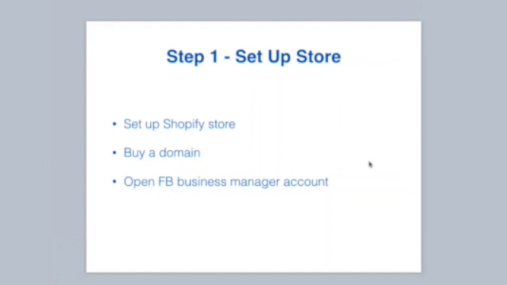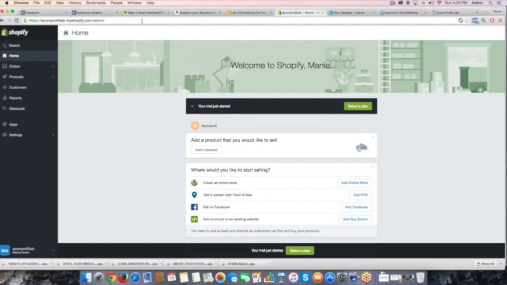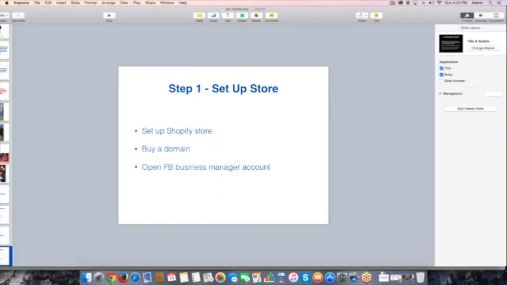Okay, so you open up a Shopify store, which is free, by the way. All you've got to do is Google Shopify, and it will come up where you can sign up. It's free to sign up for a 14-day trial, like I've just done here. Go in, and then you set up your store. Once you've set up your store, you buy a domain, like I've just said. You can get a domain cheap from Namecheap or GoDaddy.com.